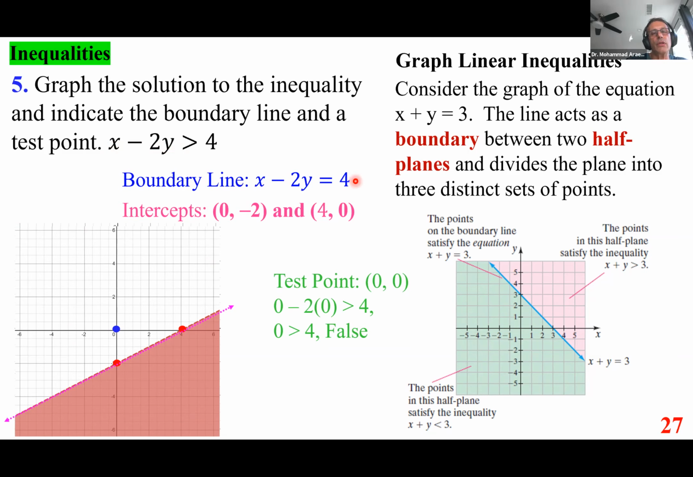First, you come up with the boundary line. You draw the boundary line using 2 points, preferably intercepts. Pick a test point. What is a test point? Any point that is not on the line. Plug it into the inequality. If it's a true statement, then shade that region. If it's not, shade the opposite region. That would be the answer.